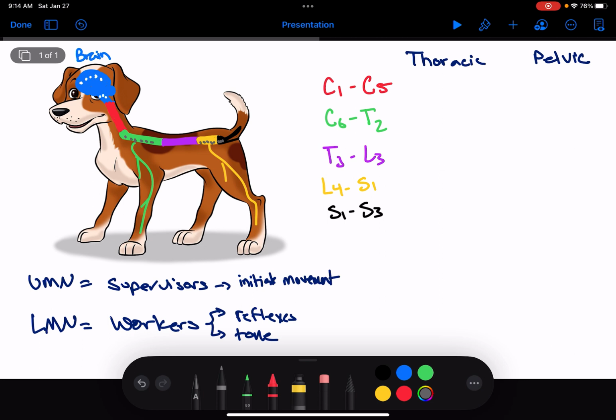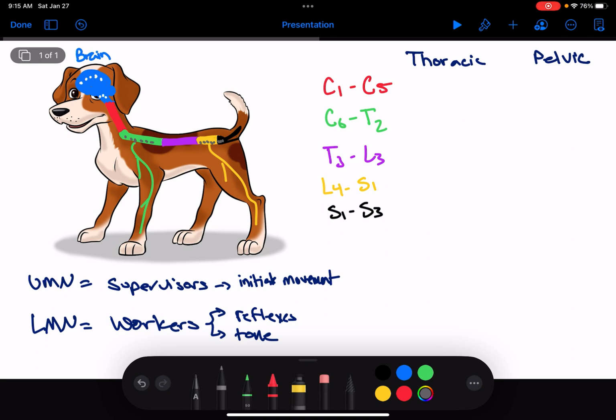So as we jump in here, remember that we have these lower motor neurons living specifically in C6-T2 and L4-S1, and those are the ones we're going to start by focusing on, and we'll swing back around to S1, S2, S3 in a little bit. So when we talk about these lower motor neurons at the level of C6-T2, remember their job is to create reflexes and create tone. That's what they know how to do, and they will only modulate how much reflexes and tone based on the upper motor neurons.